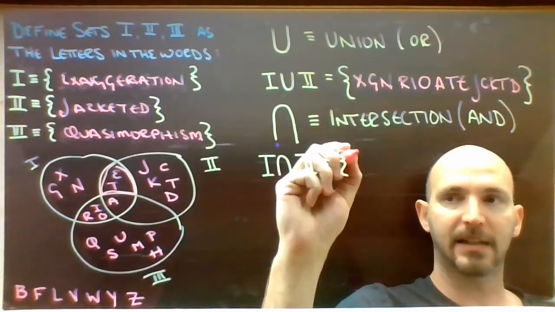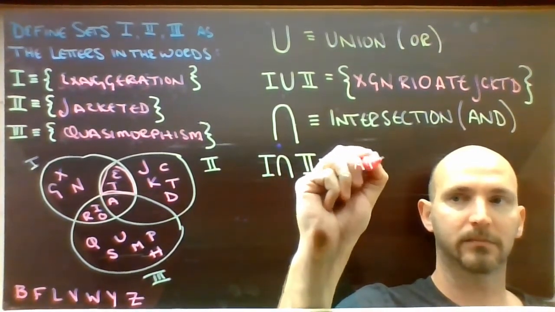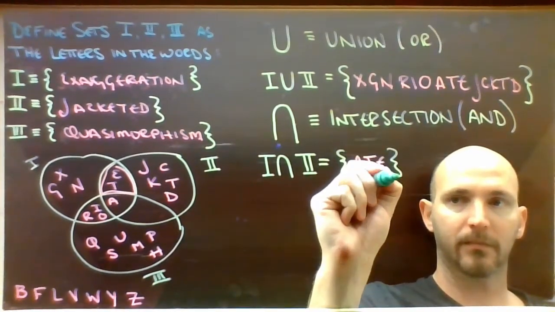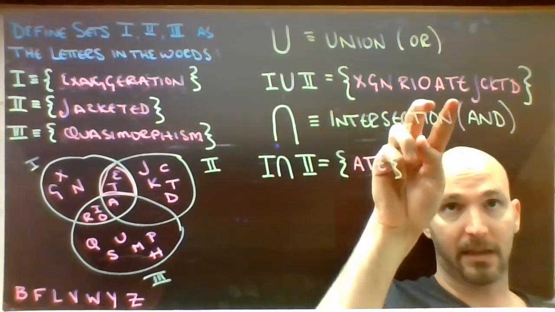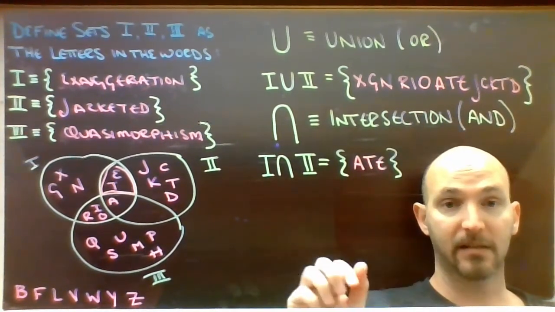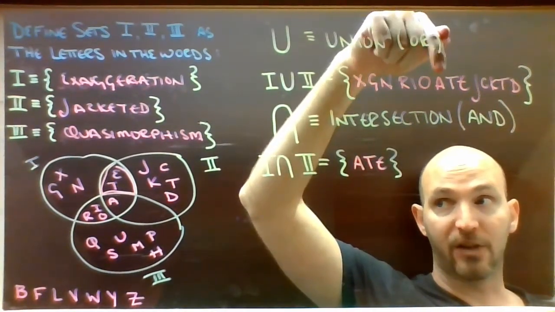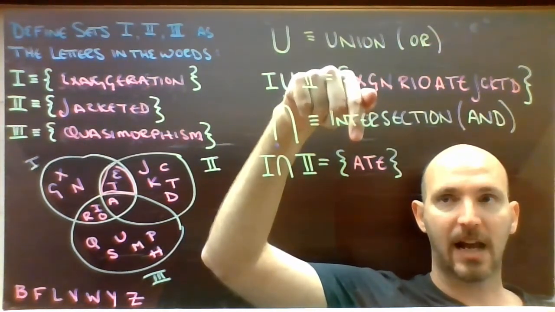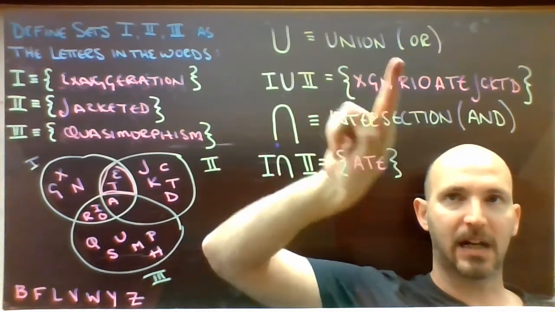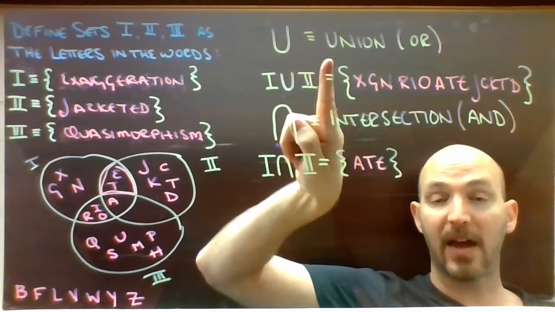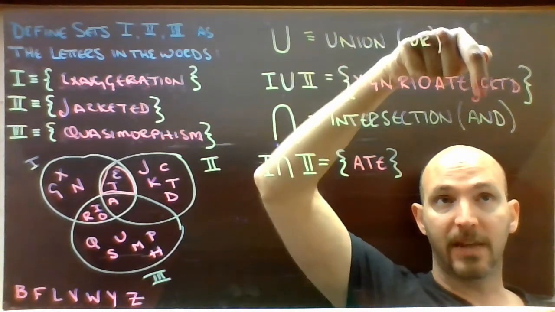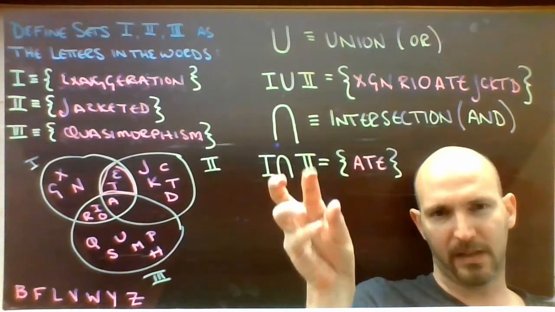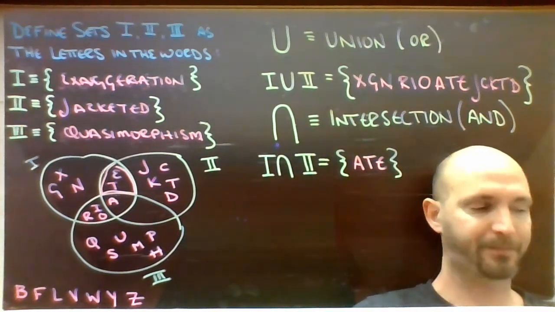So the letters that land in there are 8. You notice that they made it into both sets. These letters are in exaggeration or jacketed. They're also in exaggeration and jacketed. But by using this symbol, we cut out all of these ones because they failed to be in the word jacketed, and all of these ones because they failed to be in the word exaggeration. You see how this really limits your set, or shrinks it down.